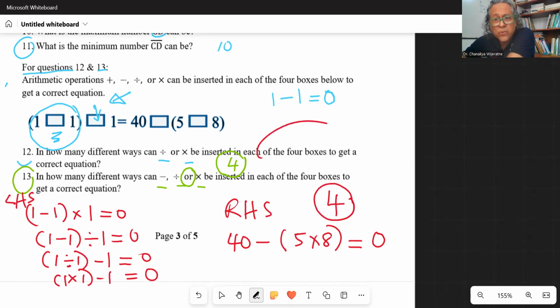And that means we can balance the equation, balance the scale in 4 ways. And with this 4, we have a total of 8 ways. And the answer is 8. Okay?